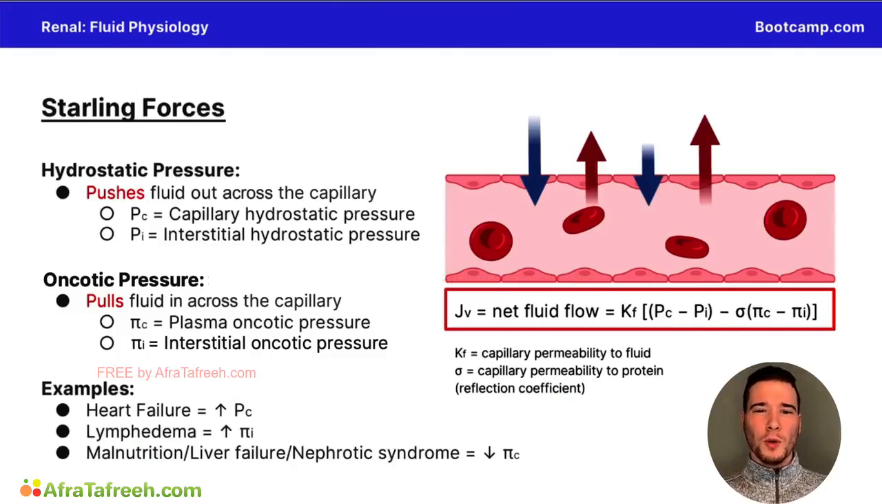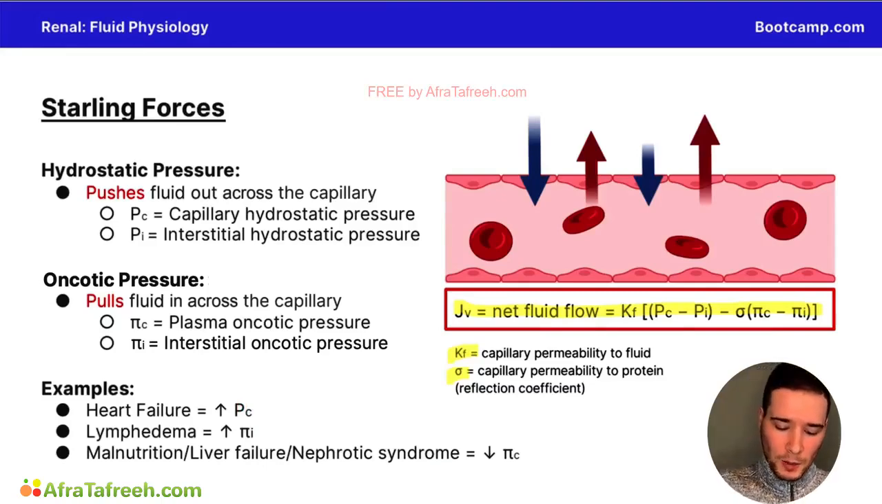Next, we're going to talk about Starling forces. So these are super important. A lot of times they will expect you to be able to make these minor calculations and kind of figure out what's the net value for the Starling forces. So here you can see I've included this big long formula all about net fluid flow, talking about capillary permeability to fluid and capillary permeability to protein. I haven't typically seen this particular equation be asked about, but I want you guys to see it, to be familiar with the principle and what they're going at.